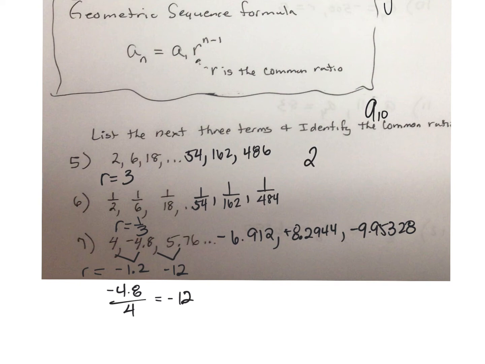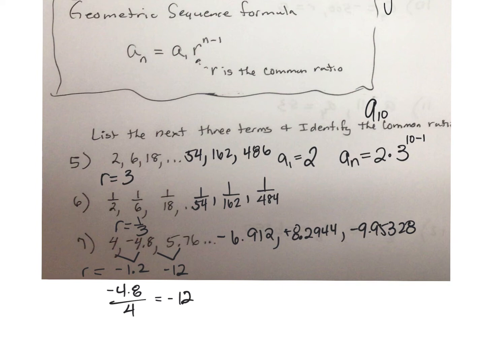So a1 is my 2, right? A1 is 2. R was 3, so it's an equals 2 times 3 to the 10 minus 1. I'm using a1 times r to the n minus 1 power. My a1 is 2, my r is 3.